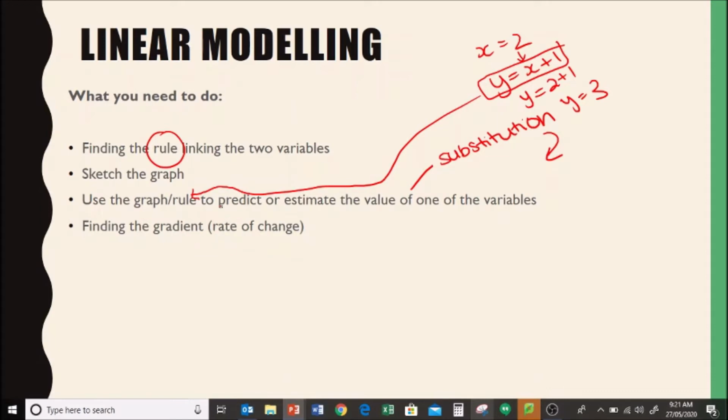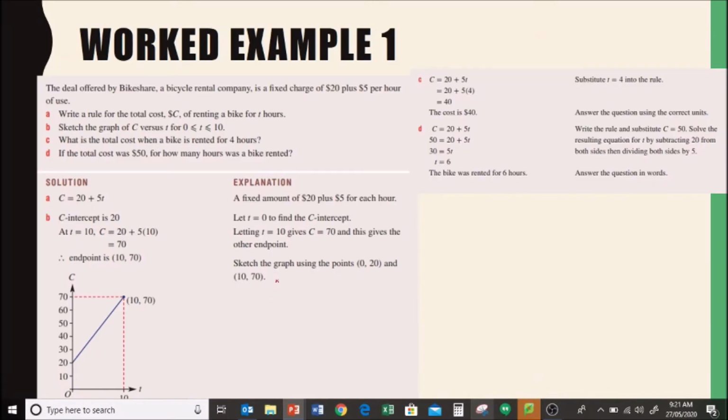And you find the gradient or rate of change. It sometimes says rate of change in your textbook, but we mostly refer to the rate of change as gradient, which you would also know as your m in the linear equation there, y equals mx plus c. So we're going to look at one of the worked examples from the textbook, and then I'm going to put a question up and we're going to go through that one as well.